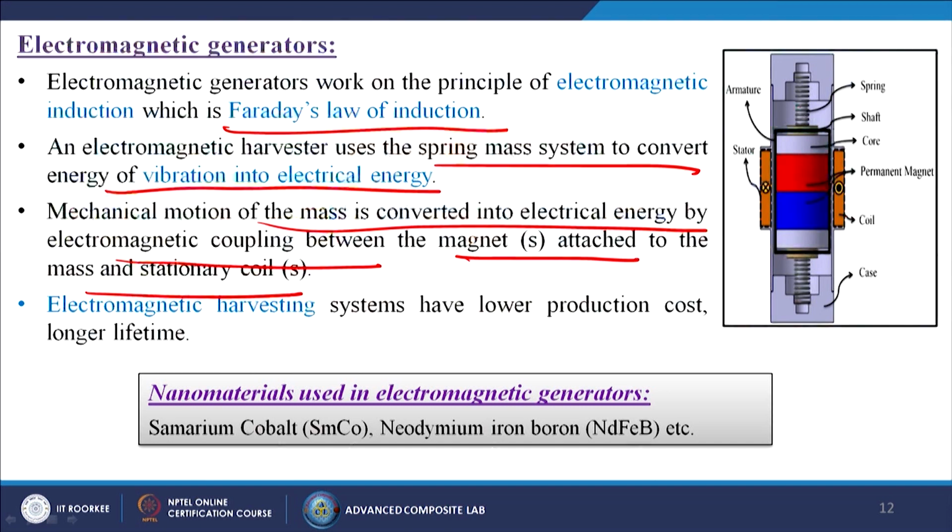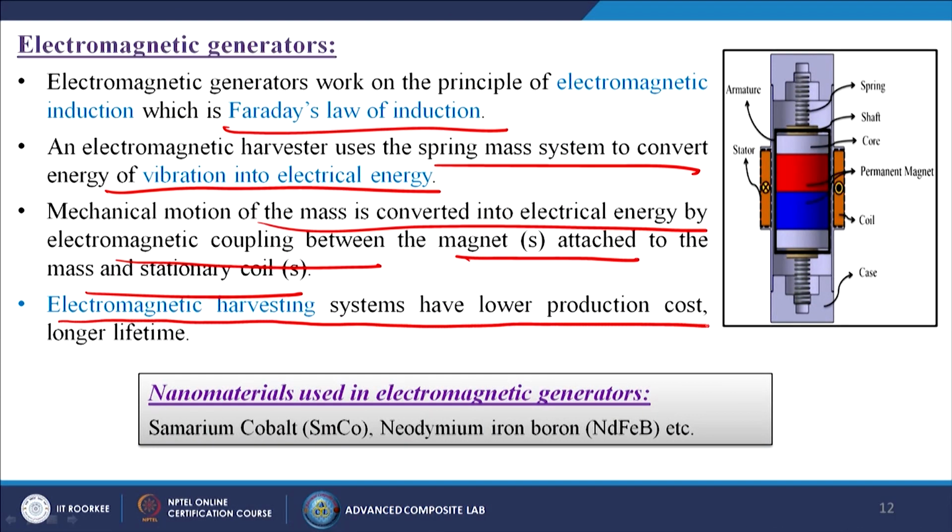Now, it has a spring. What will the mass do? The mass will go up and down, so automatically it will generate electricity. Electromagnetic harvesting systems have lower production cost and a longer lifetime. What kind of materials? Samarium cobalt, neodymium iron boron, etc., are what we are using nowadays.